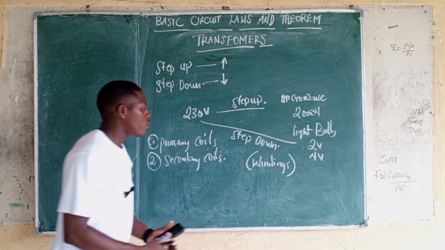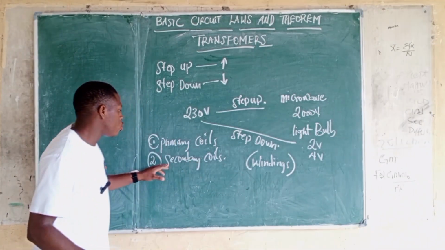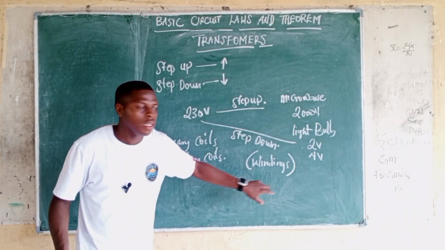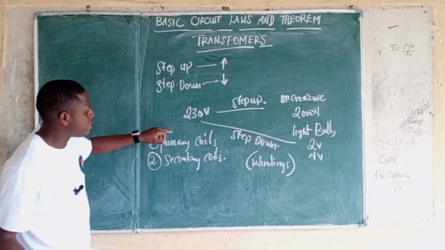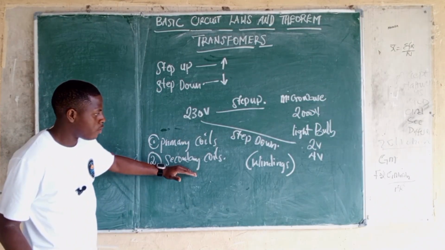Windings. So if you are not seeing coils, you'll be seeing what? Primary windings. And you'll also be seeing what? Secondary windings. So your transformer consists basically of what? Your primary windings and your secondary windings.